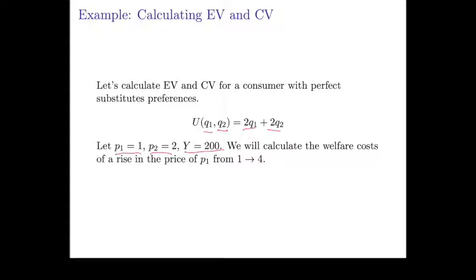What we're going to do is to calculate the change in welfare from an increase of the price of good 1 from 1 to 4. So good 1 costs 1 at first, and we're going to increase the price to 4 and see how that affects the consumer's welfare. So the first step is to find the old and the new utilities. To find the old utility, we first have to calculate what the initial demand is.